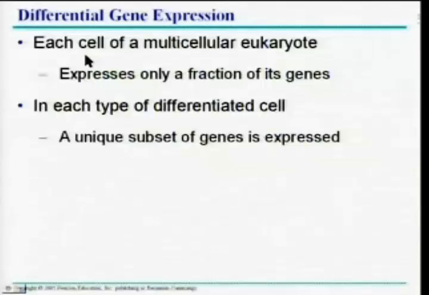a multicellular organism. So each cell of a multicellular eukaryote expresses only a fraction of its genes, those that are specific for the tissue that it is within, and those that are specific for its particular cellular function, tissue-specific and cell-specific gene expression. In each type of differentiated cell, a unique subset of genes is expressed. So they're trying to get at these two terms, tissue-specific gene expression here and cell-specific gene expression here.